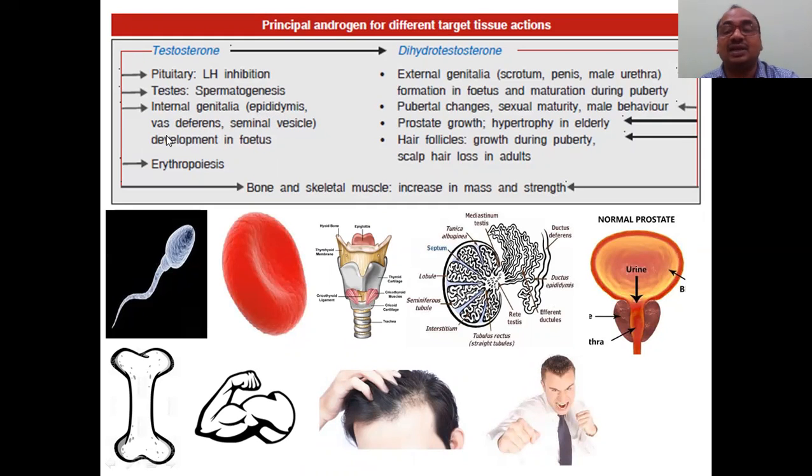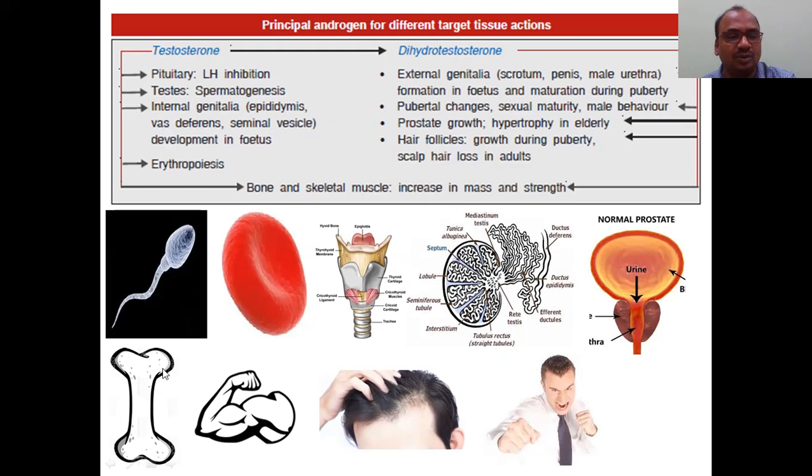Okay, epididymis, testis parts. Epididymis, vas deferens, seminal vesicles, development in the fetus. Okay, in the fetus itself, starting. This is the internal genitalia. And erythropoiesis, blood generation, very important one. Testosterone, here you can see the blood. Here you can see the spermatogenesis, testis. Here I have mentioned the testis. Voice change, here vocal cord. Erythropoiesis, here this is erythropoiesis, and spermatogenesis. Okay, bone and skeleton muscles.